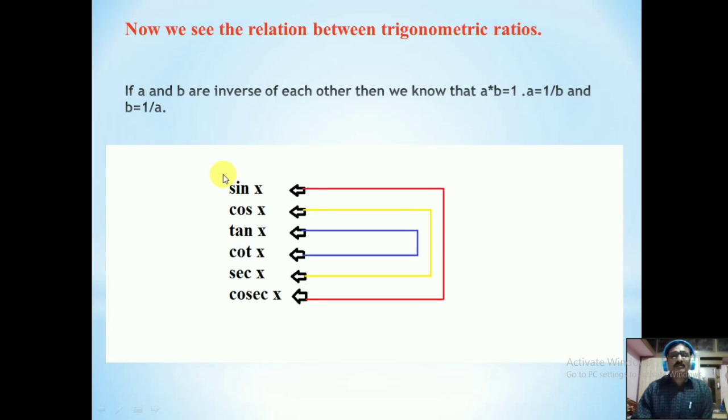Now remember the order of these trigonometric ratios. Sin, cos, tan, cot, sec, cosec. Then sin x and cosec x are inverse of each other. Cos x and sec x are inverse of each other, and tan x and cot x are inverse of each other. Therefore, product of these ratios is equal to 1.